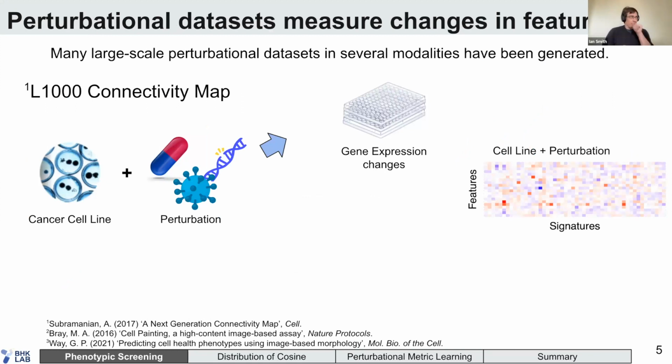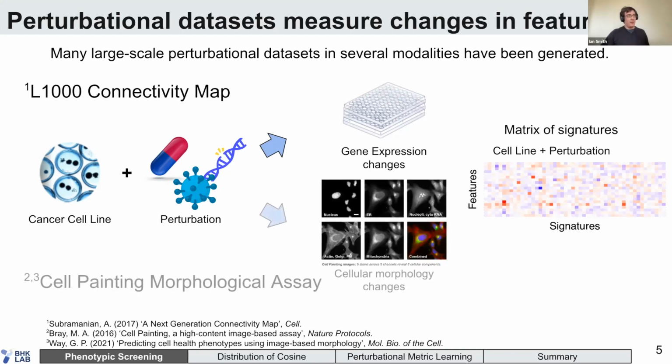These perturbational data sets measure these changes in features. And in the past 5 to 10 years, a number of public data sets have been generated. Two that I really want to highlight. First, the L1000 dataset, which measures changes in gene expression. It was originally published in 2017 from the Broad. It uses a reduced representation of the transcriptome, measuring only 1,000 genes, which is cheaper and more scalable, to characterize the function of these perturbations.